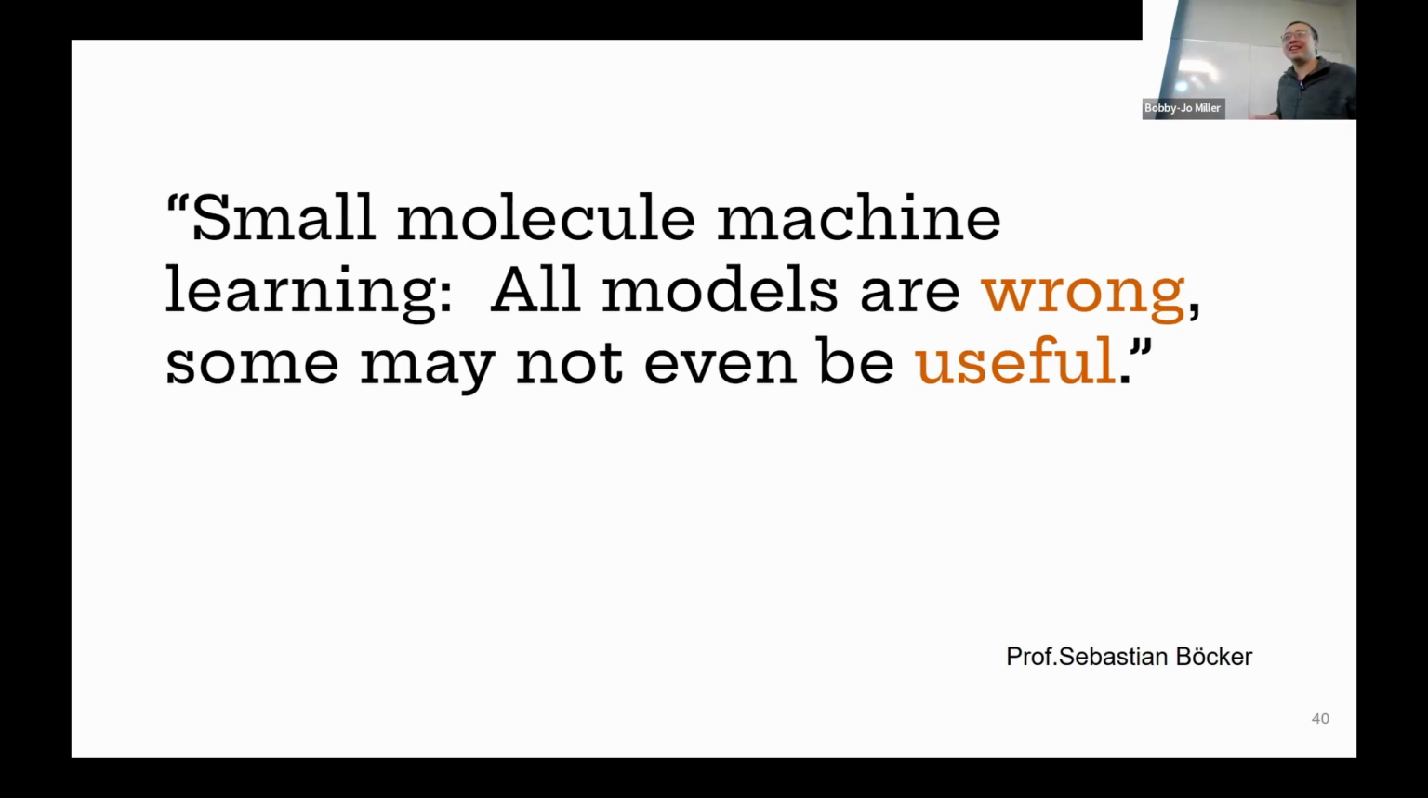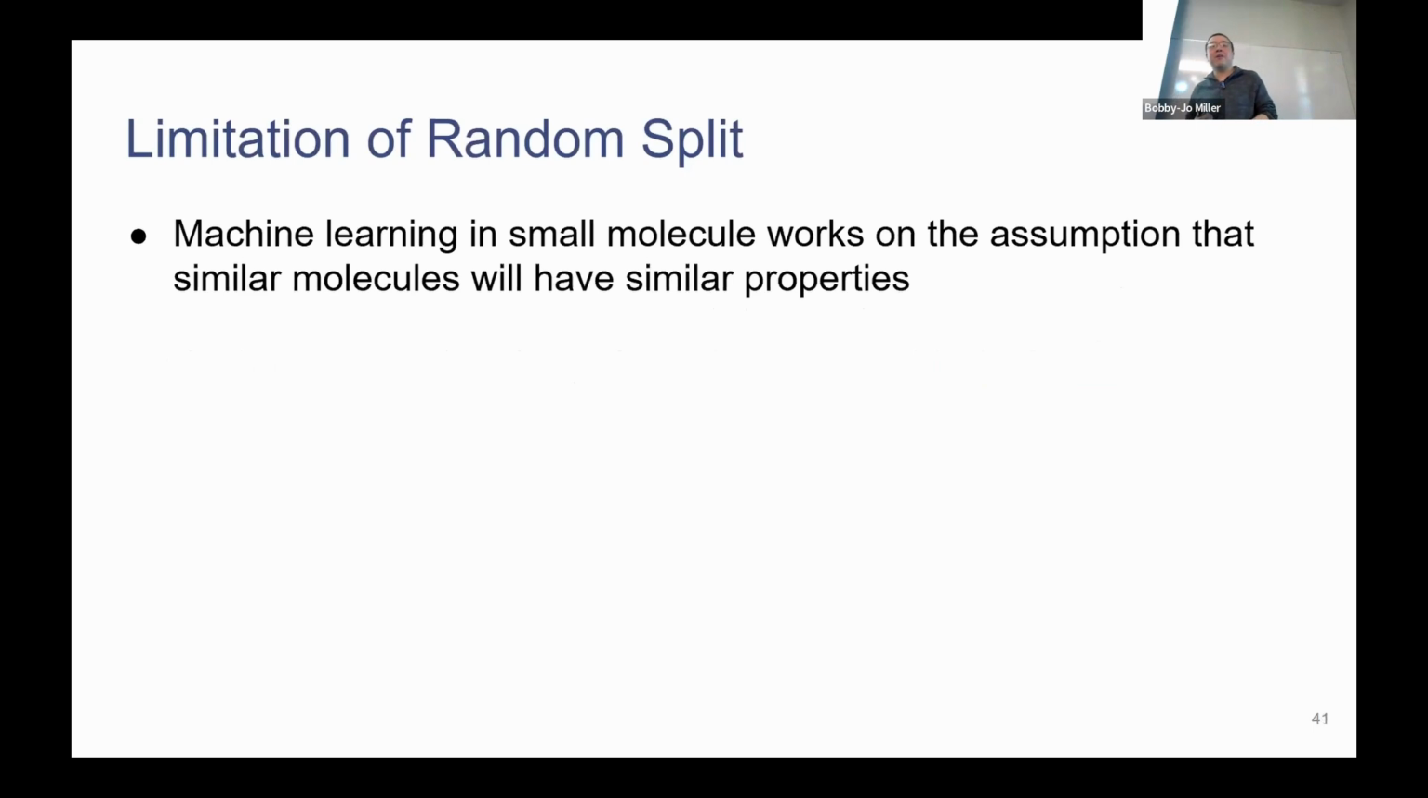What does this mean, right? It's actually because most of the machine learning models we're using, just like I showed 2 slides ago, rely on random split. The way you just toss a coin, you say this data point goes to training, now this data goes to testing. It actually has quite a bunch of limitations in this setup. Machine learning in small molecules works on the assumption that similar molecules are going to have similar properties.